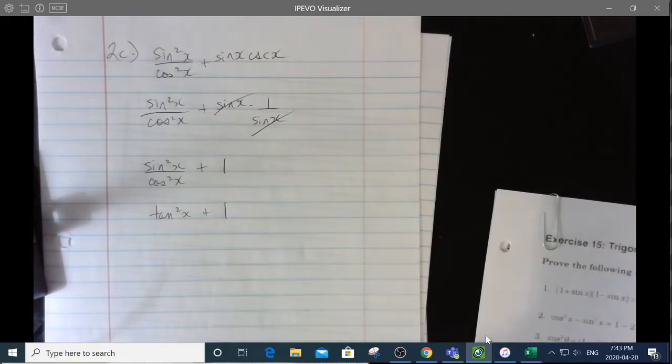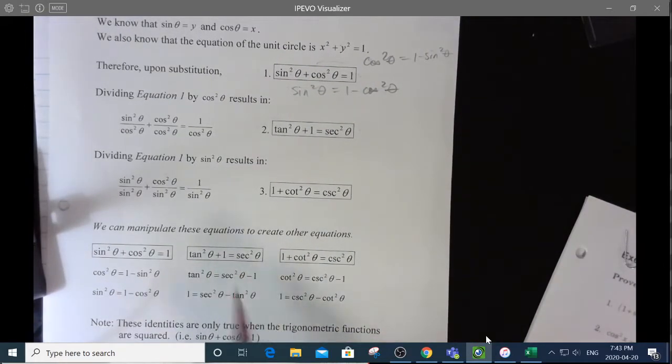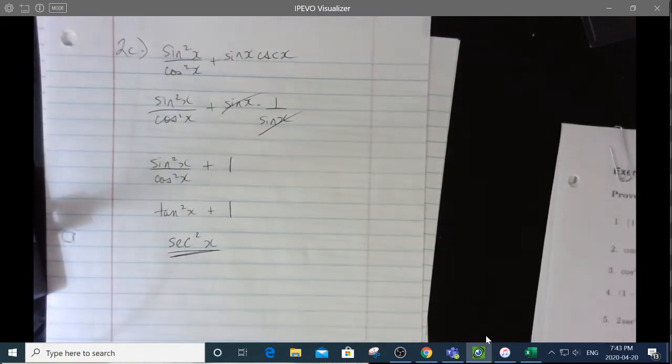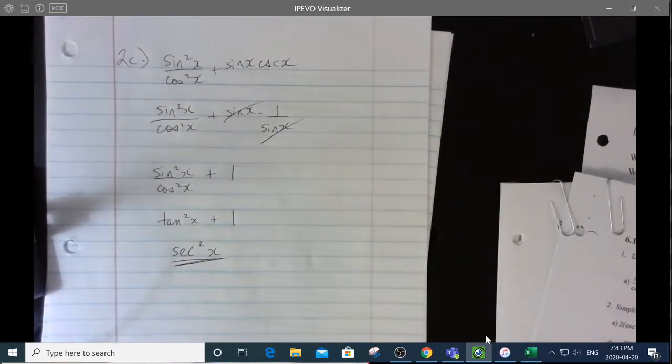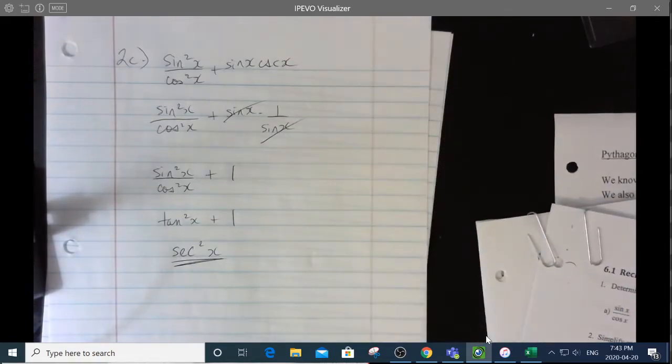If you go back to your notes, and I should have had this ready before I started my video, but I wasn't thinking that far ahead. If you go back to your notes, there it is. Remember that tan squared plus 1 is actually equal to secant squared. So there we go. That might be the simplest answer, and I think that actually is the answer in the answer key. Let's double check that and make sure that I'm not making that up. There's the answer key. So that was 2C, and yes, that's the answer, secant squared.